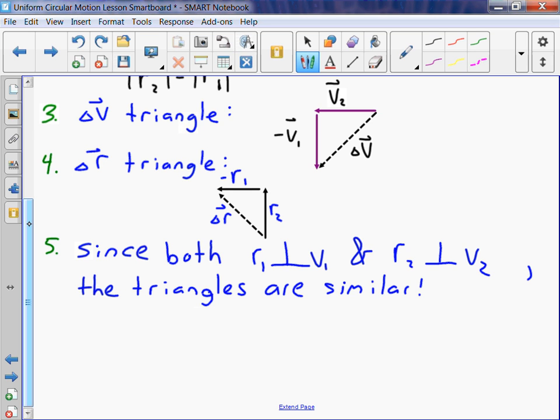Oh, by angle, angle, side, or by side, side, side, or whatever. Is that what you're talking about, the proof? What's that? Oh, perpendicular. It's a perpendicular symbol. Yeah.